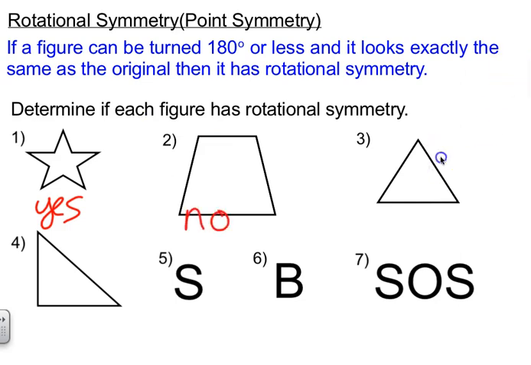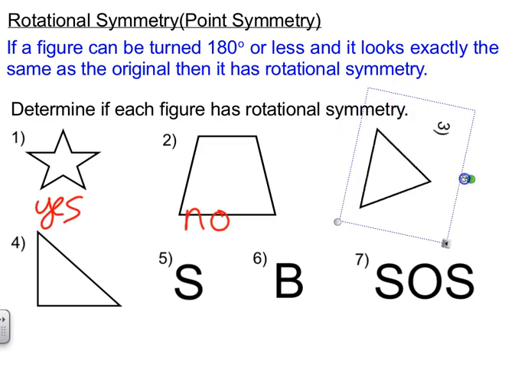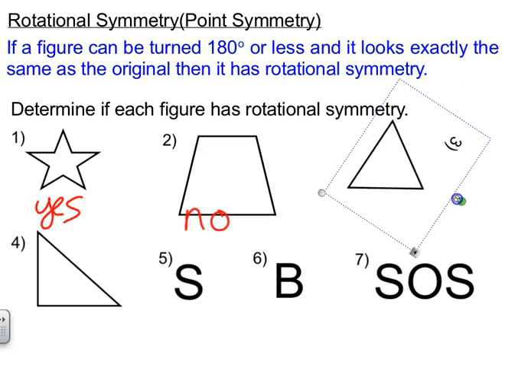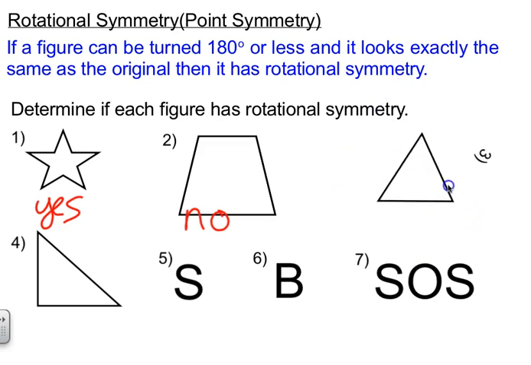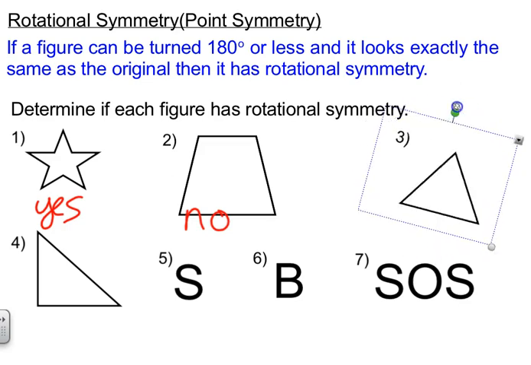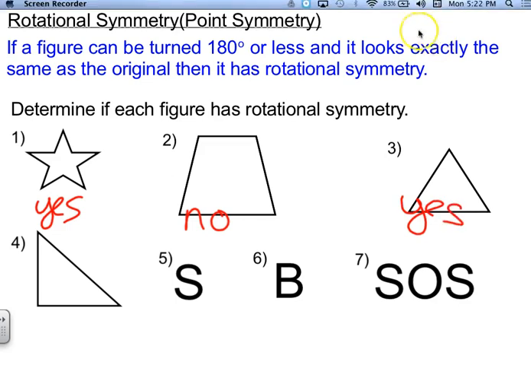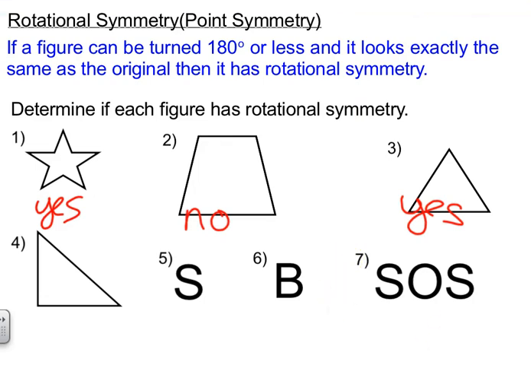Okay, and then we've got a triangle over here. So notice if I turn the triangle right there, I have another triangle as well. So that can have rotational symmetry because it didn't turn all the way around. So that answer would be yes. Okay, so why don't you try 4, 5, 6, and 7 on your own? Tell me if it's got rotational symmetry or not, and if you need some help, you can try turning your paper upside down.